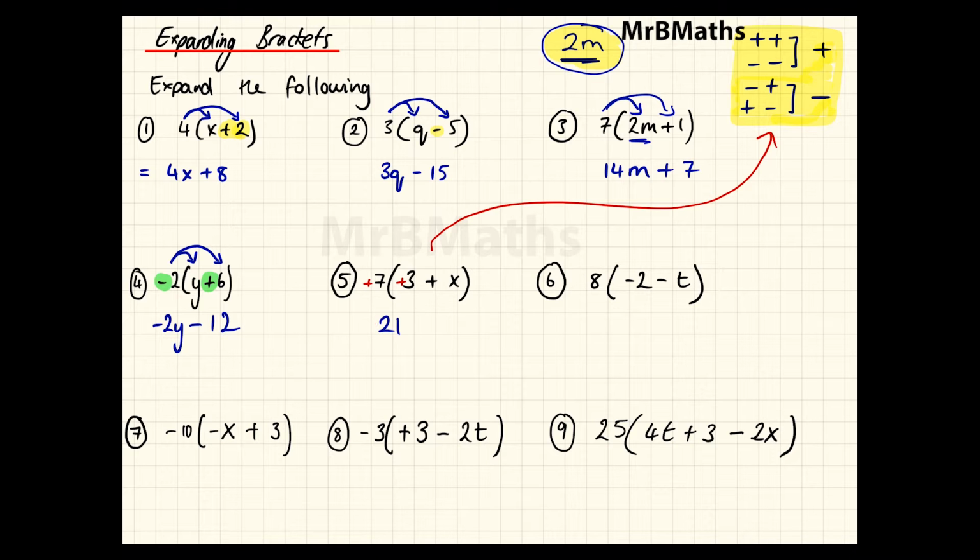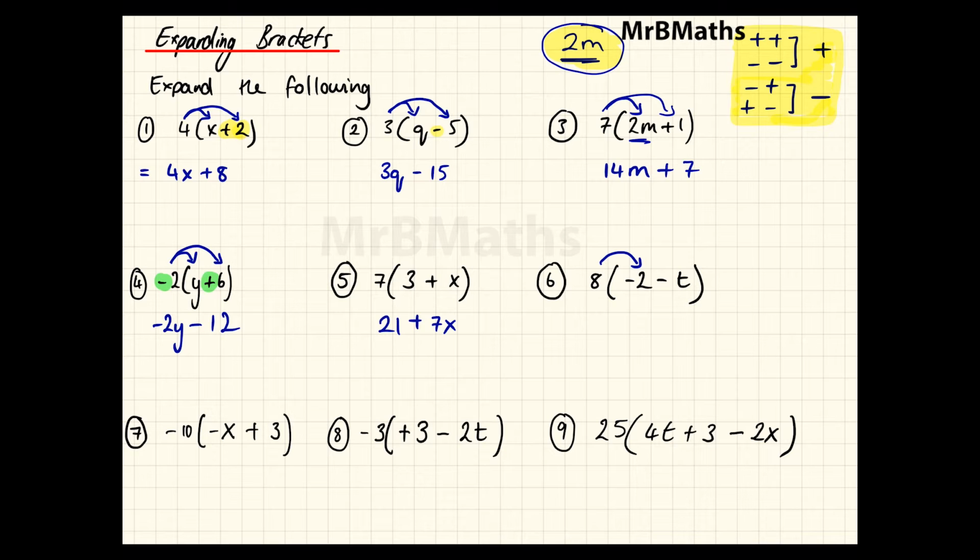Okay, so then I've got plus 7 times plus x, which will give me plus 7x. That's that done. I then go on to question 6, 8 times minus 2. So again, you can use the arrows. I would suggest that, because then that will help you remember when you get into the exam, or if you're doing a piece of homework. Make sure you use the arrows to help you out.